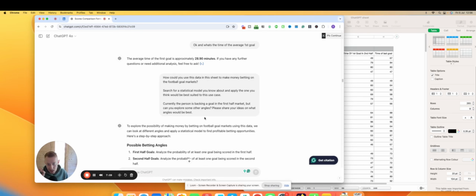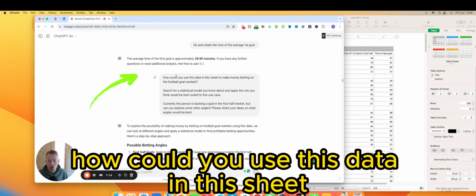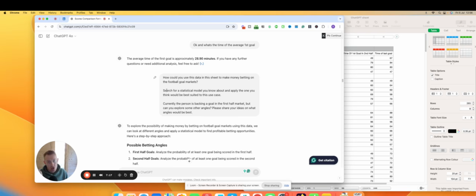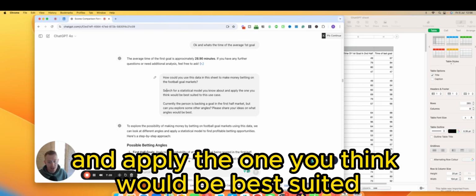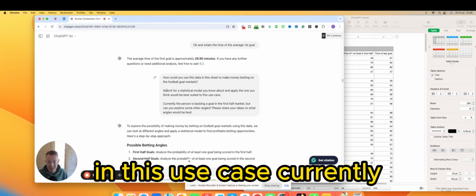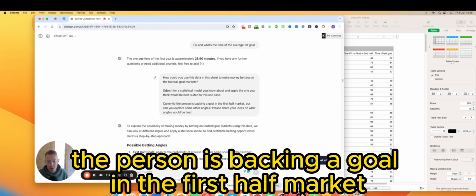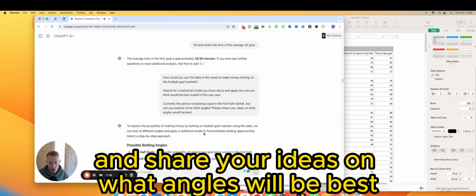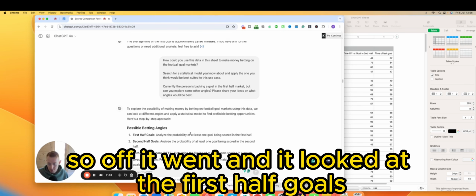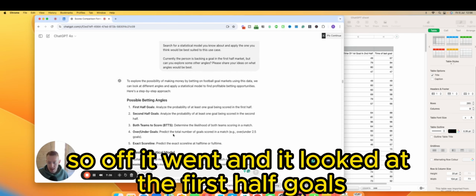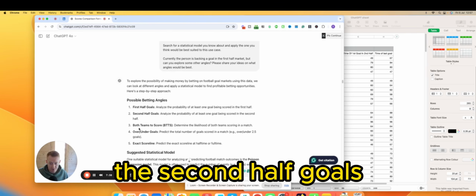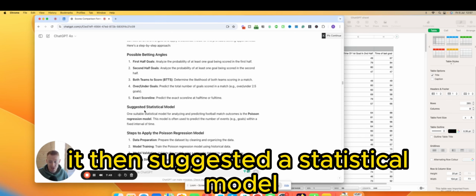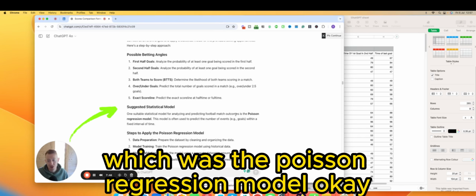Okay? Now, I asked this question: how could you use this data in this sheet to make money betting on the football goal markets? Search for a statistical model you know about and apply the one you think would be best suited in this use case. Currently, the person is backing a goal in the first half market. Can you explore some other angles and share your ideas on what angles would be best? So, off it went. And it looked at the first half goals, the second half goals, both teams to score, overs and unders, and the exact scoreline. It then suggested a statistical model, which was the Poisson regression model.